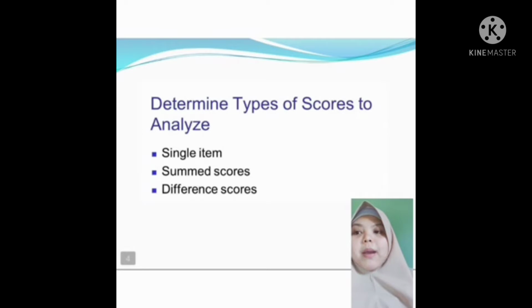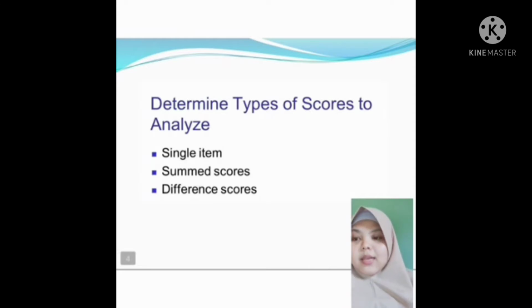So the next is determine types of scores to analyze. Before conducting an analysis of scores, researchers consider what type of scores to use from their instruments. This is important because the type of scores will affect how you enter data into a computer file for analysis. There are 3 points. The first is single item scores. A single item score is an individual score assigned to each question for each participant in your study. These scores provide a detailed analysis of each person's response to each question on an instrument.